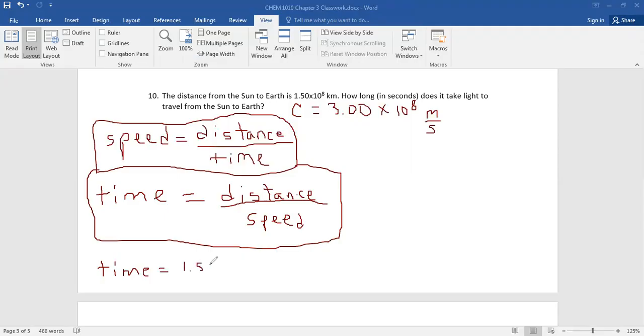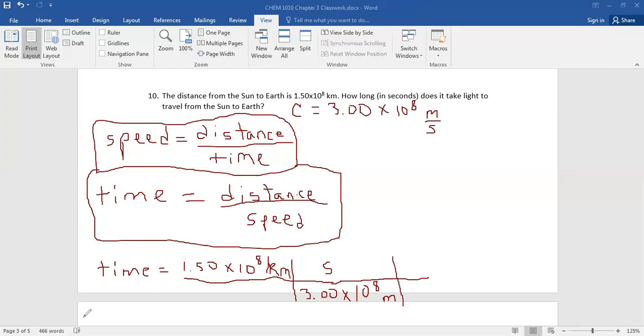1.50 times 10 to the 8th kilometers, divided by the speed, which is 3 times 10 to the 8th meters per second. Well, we've got a little problem here. I can't cancel a meter out with a kilometer. So I've got to use a conversion factor.